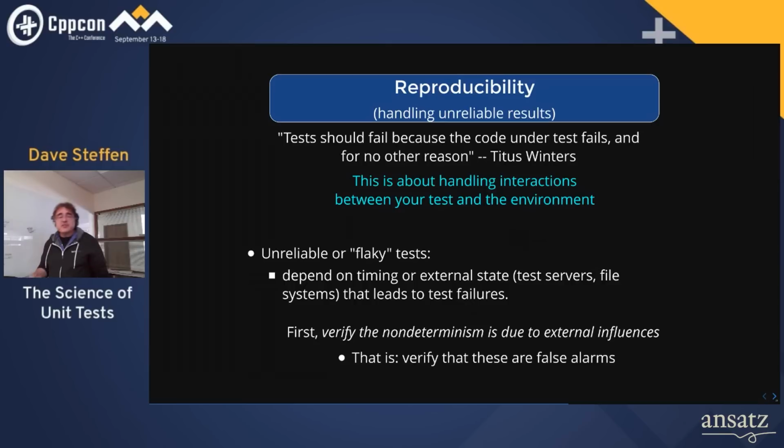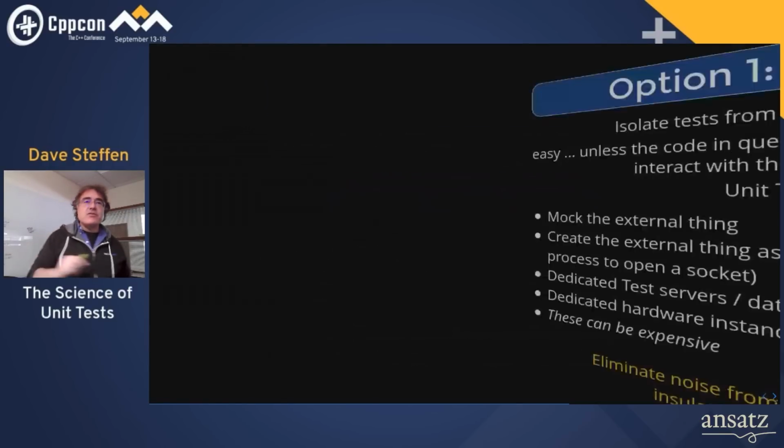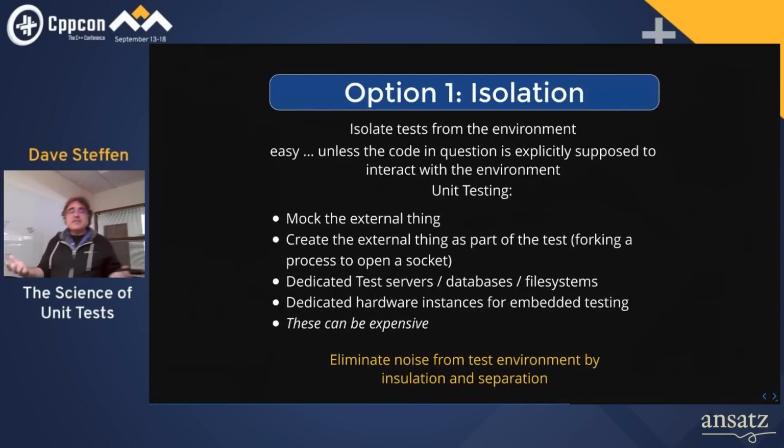We're assuming that as we go forward, right? You have to absolutely prove that these are false alarms from the external world. So the first thing you do is isolation, right? That's easy unless your code is code that's explicitly supposed to go out and touch the real world. Connecting to a test server, connecting to a database, writing to a file system, all right? What do you do if the code has to go interact with the external world?